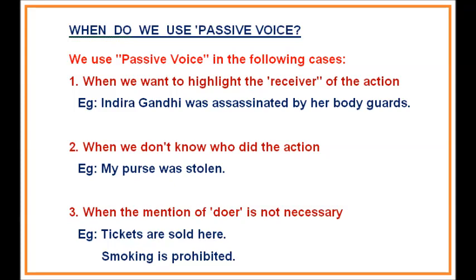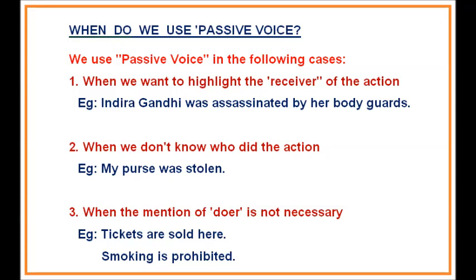Next example. When we don't know who did the action, sometimes some actions happen, but we don't know who did that action. My purse was stolen. Here action is stolen. Now I missed my purse. But who stole my purse? I don't know. But action happened definitely. I lost my purse. Here also I give priority to the receiver of the action. That's why I started the sentence with receiver of the action. My purse was stolen.